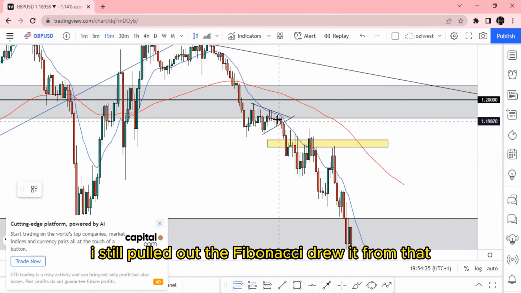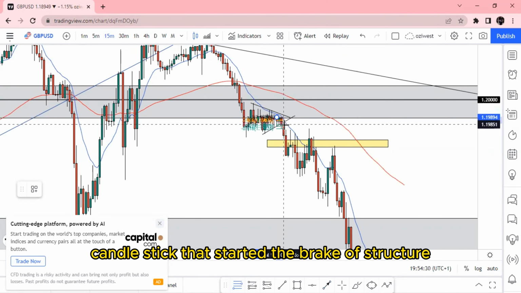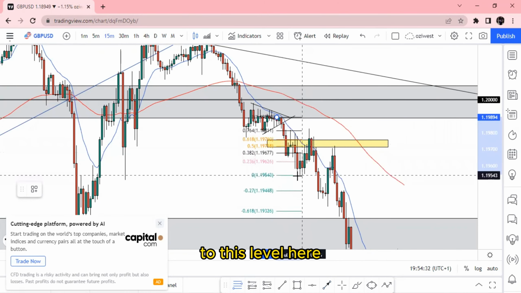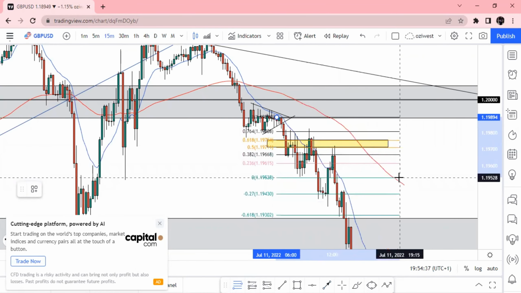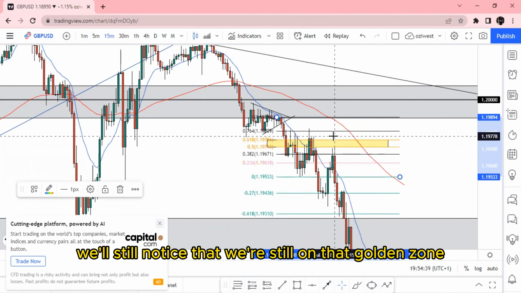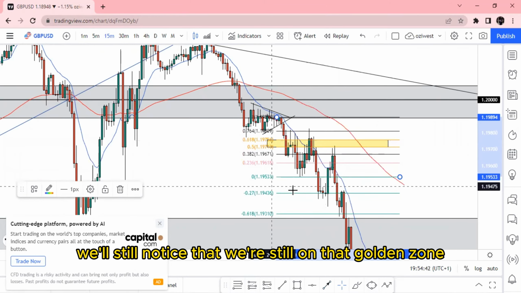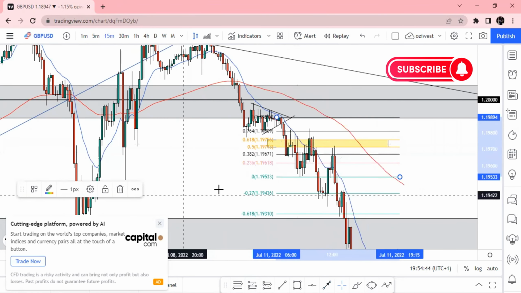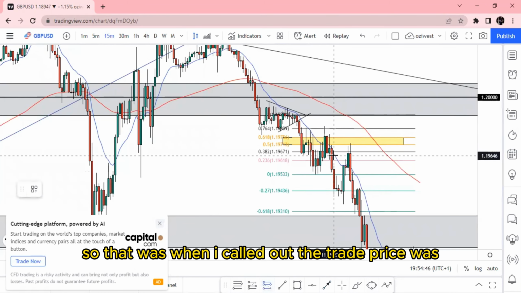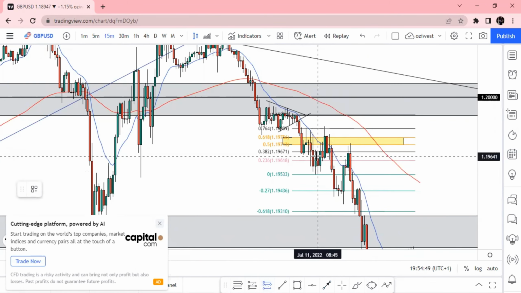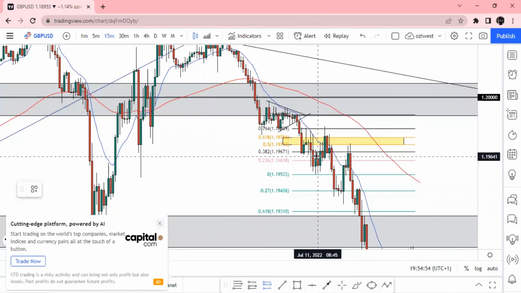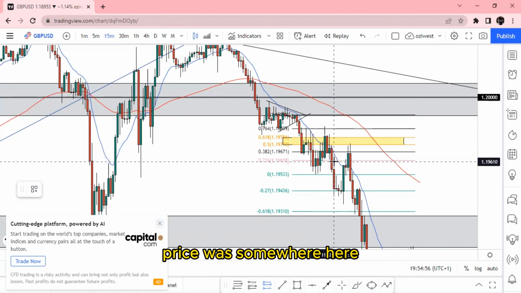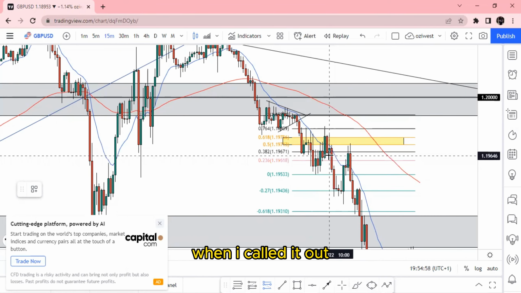I still pulled out the Fibonacci, drew it from that candlestick that started the break of structure to this level here, where price started to pull back for that second retest. You still notice that we are still on that golden zone. So that was when I called out the trade. Price was somewhere here when I called it out.